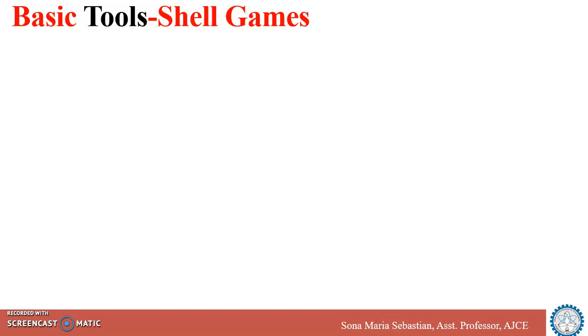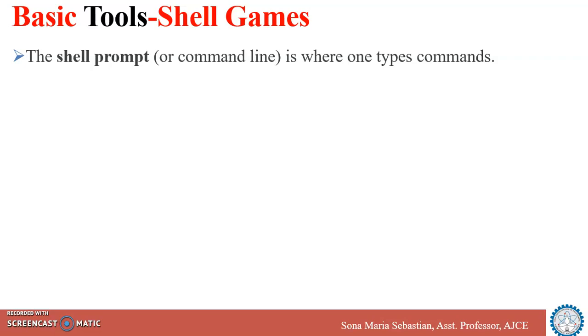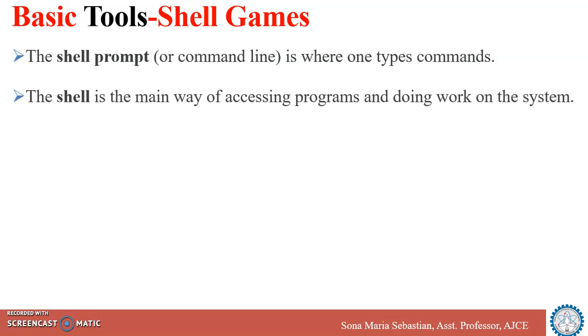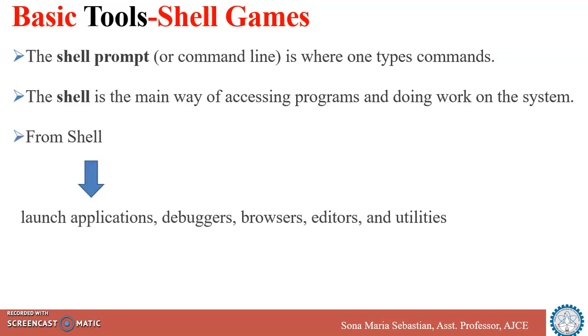Then moving to the next tool, that is shell games. The shell prompt or command line is where one types commands. When accessing the system through a text-based terminal, the shell is the main way of accessing programs and doing work on the system. From the shell, you can launch applications, debuggers, browsers, editors and utilities. Also, you can search for files, query the status of the system and filter output.